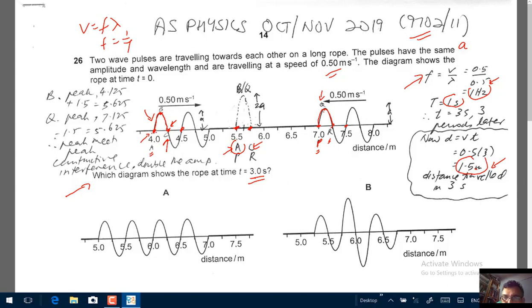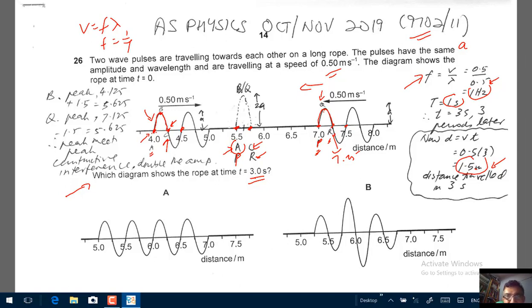Now let's look at point P. Point P is at 7 and is moving to the left, so 7 minus 1.5 is 5.5. So P is at A. And then we are looking at R here. R is at 7.25, minus 1.5 meter is 5.75. So R is also here. Good. So A and P coincide, C and R coincide.